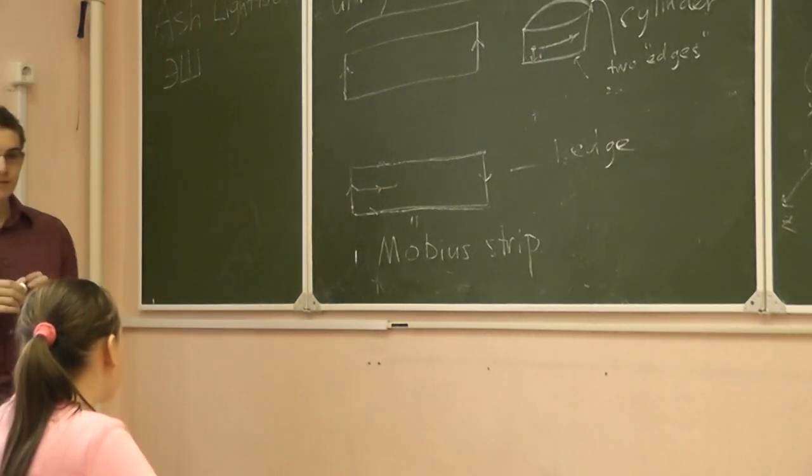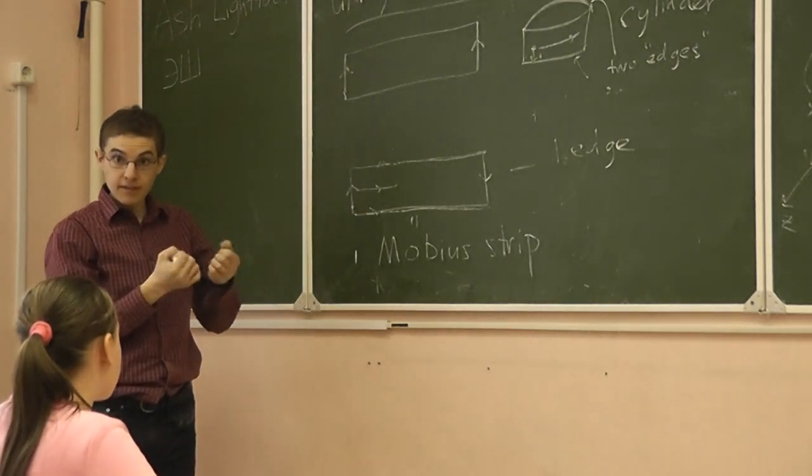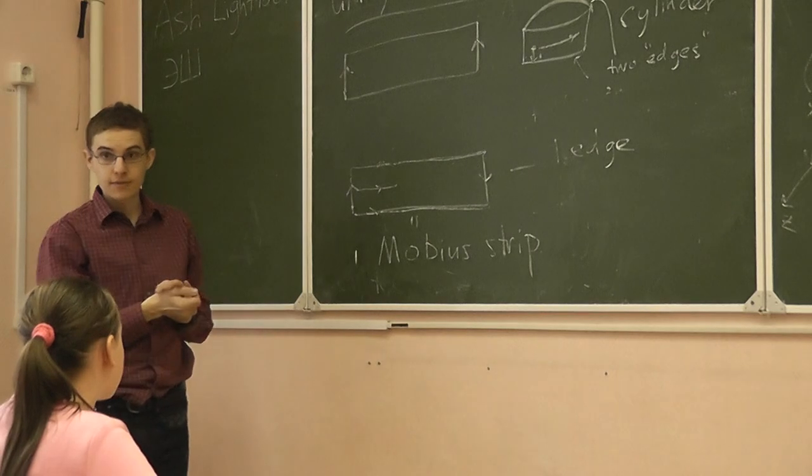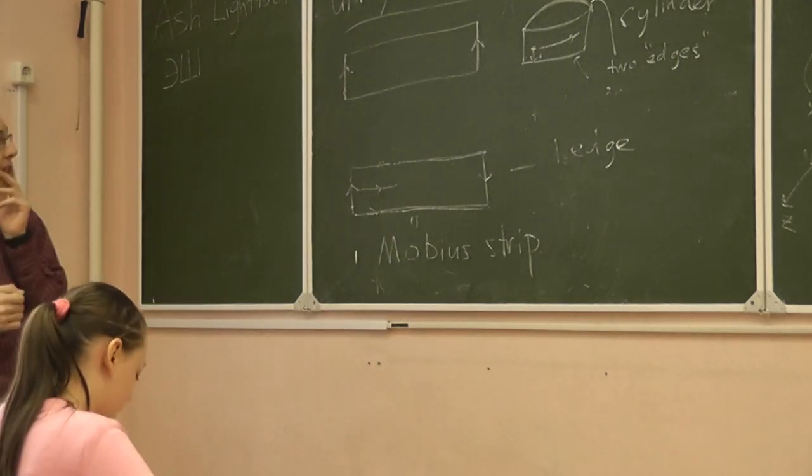But the point is that you can actually see that it only has one edge from the gluing diagram. So that makes it a little bit difficult to see for the moment. So the Möbius strip has one edge.